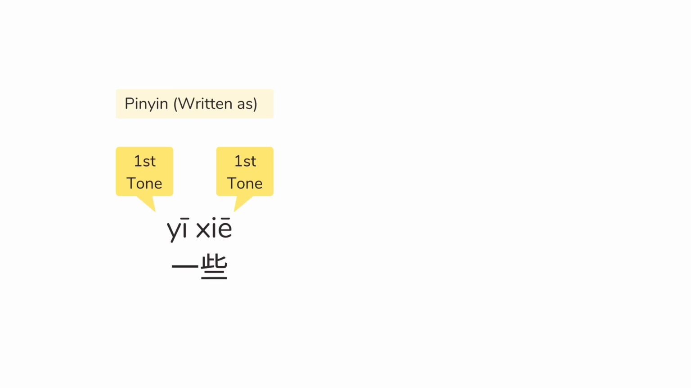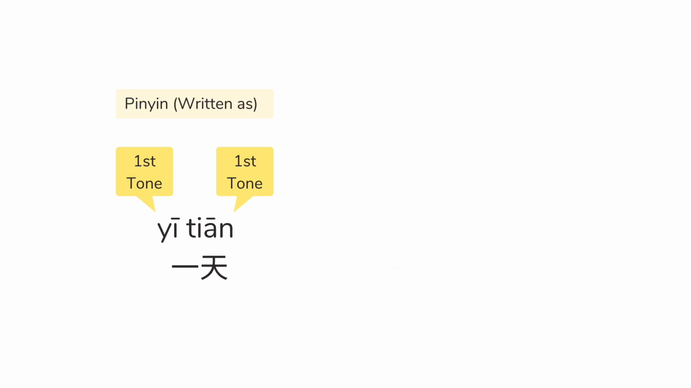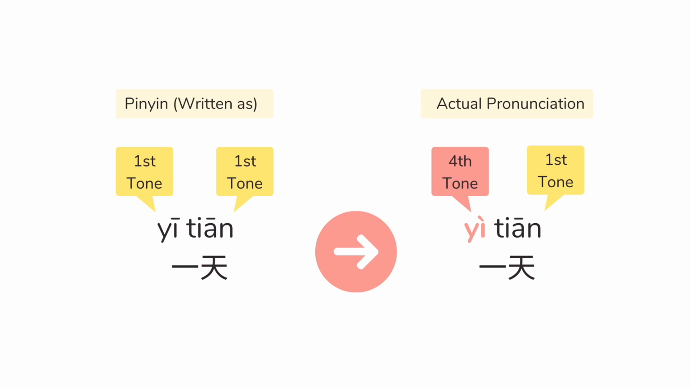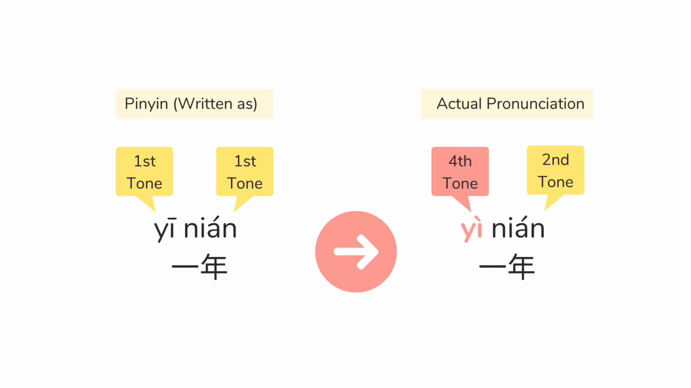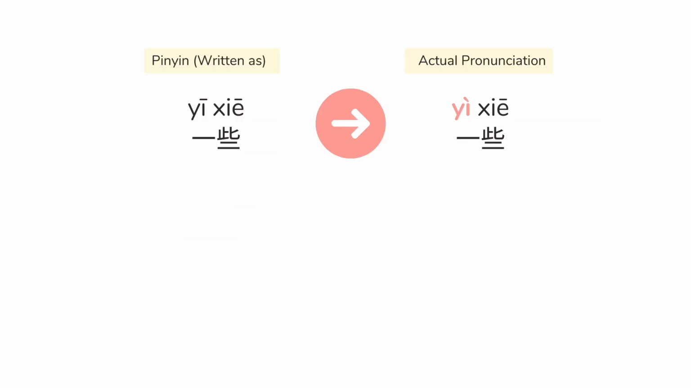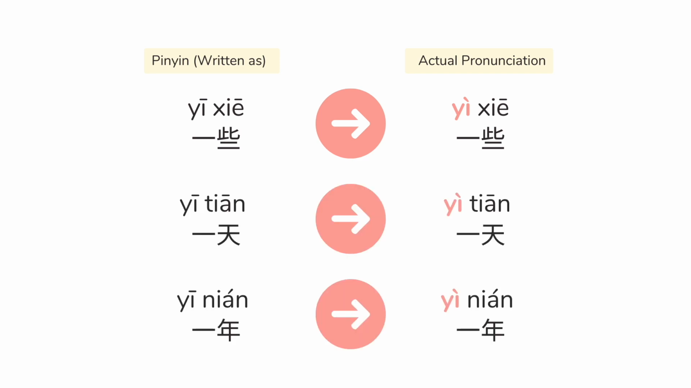Instead of 一些, we say 一些. Instead of 一天, we say 一天. Instead of 一年, we say 一年. Let's hear them one more time. 一些, 一天, 一年. However, there are exceptions. Check out the exceptions in the description. Keep this tone change in mind as this change is often not labeled.